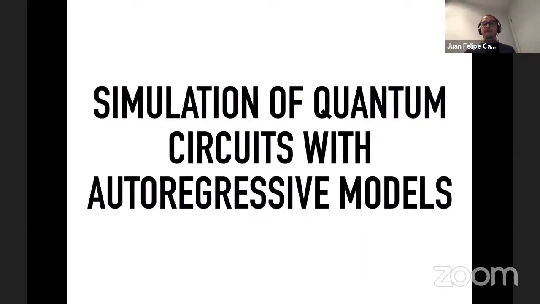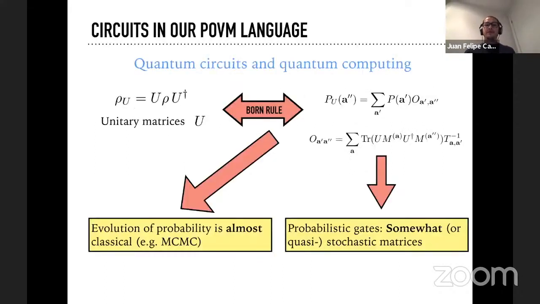But we wanted more. We wanted to see if we can study real-time dynamics, and we picked this problem, which is simulating quantum circuits, again with the autoregressive models. So how do you translate quantum computations or quantum circuits into this probabilistic language? In the traditional language, it's a unitary rotation of the density matrix.